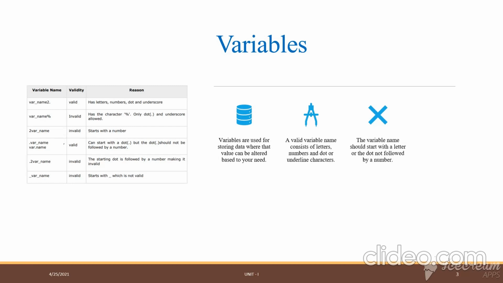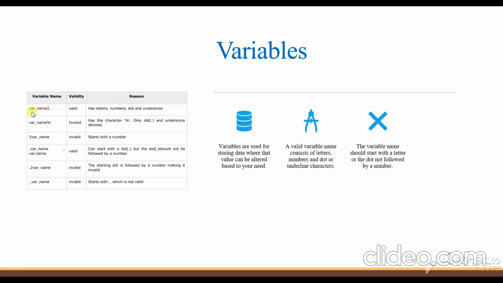So now let's see the rules for defining a variable. Your variable name can have letters, numbers, dot or underscore. The condition is the variable name should start with a letter or it can start with dot. If a variable starts with dot, it should not be followed by a number. So let's have a look at the examples.